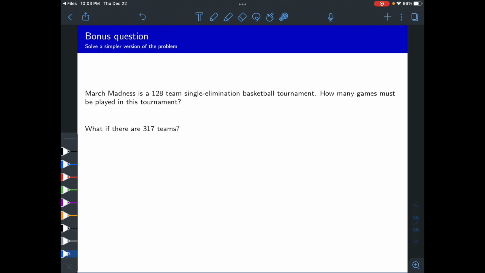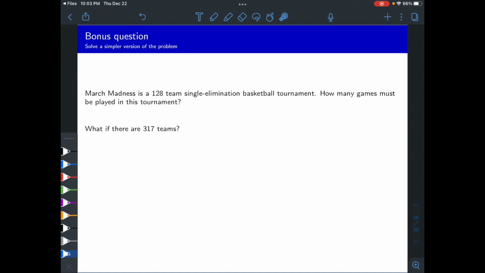And if you did this for a 317 team tournament, what would you get for that as well? You wouldn't necessarily be able to do it in the same sort of way. If you had 317 teams, you'd have to have some wild card teams, or some teams that have a first round bye or a second round bye even, and the setup would just be really confusing. So the much better way to think about this is to do it as follows.